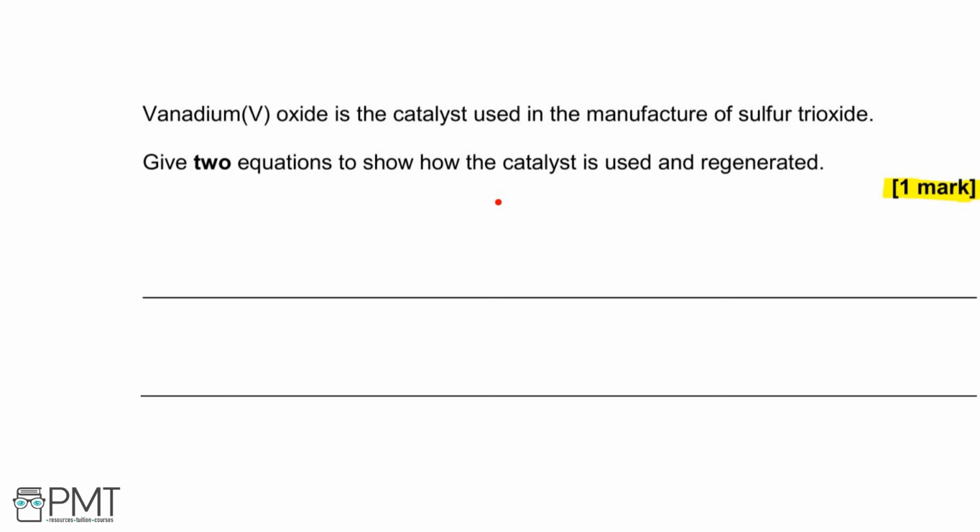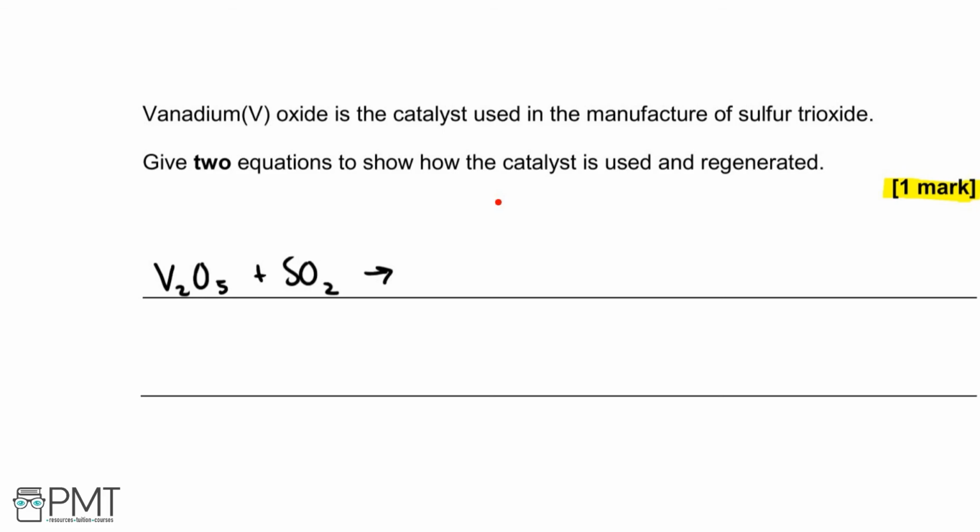So our equation showing how it's used, what we will see for our reactant is going to be our catalyst, our V2O5, that's our vanadium 5 oxide, and sulfur dioxide, which is SO2. Now, we know this is going to form sulfur trioxide. What we need to understand is how it's going to do that. So this is going to be a redox reaction in which the sulfur dioxide is oxidized and the vanadium is reduced.